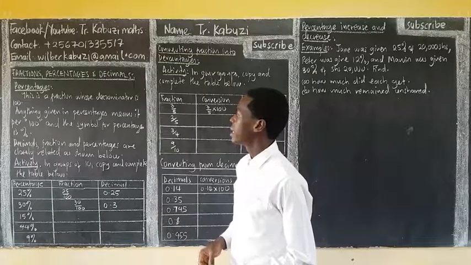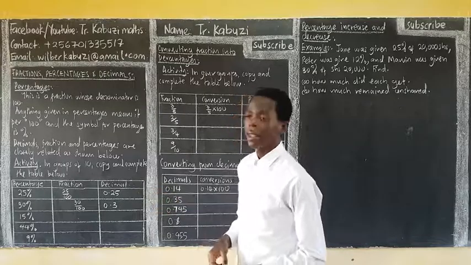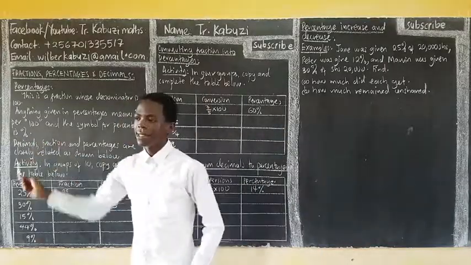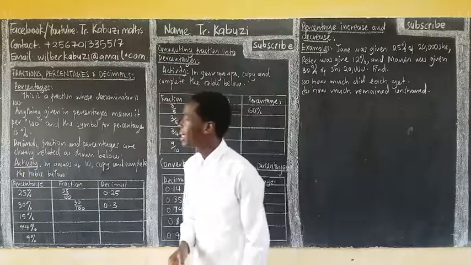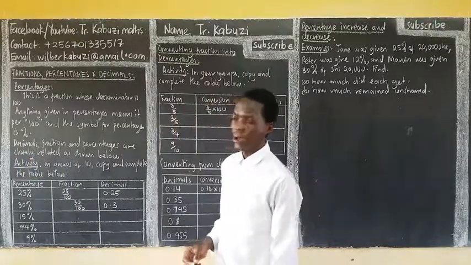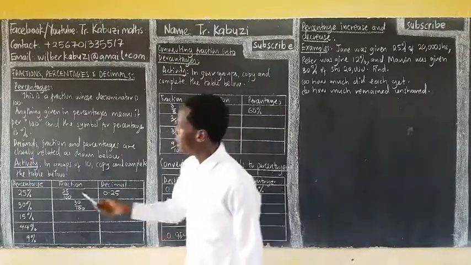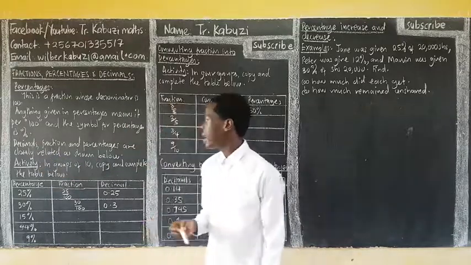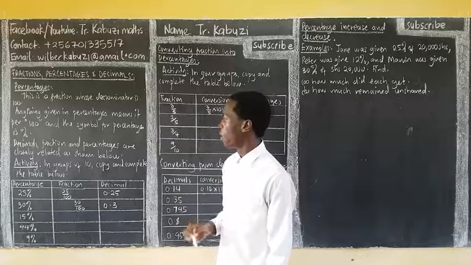And the symbol for percentage is, as you see it, percent. Whenever you see this, it means percent. I think you are now using this symbol; you have been using it so many times. So, decimals, fractions, and percentages are cross-related as shown below.